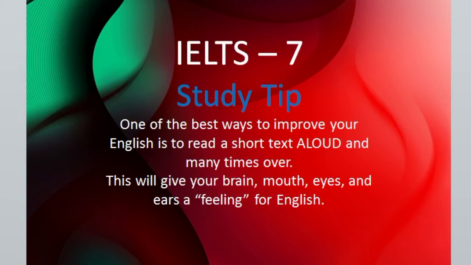At the University of California, they studied the best ways to learn a new language, and they found what they call the input method. And they say that one of the best ways to improve your English is to read a short text aloud and many times over. This will give your brain, your mouth, your eyes, and your ears a feeling for the English, and you will see that your skills will improve dramatically.